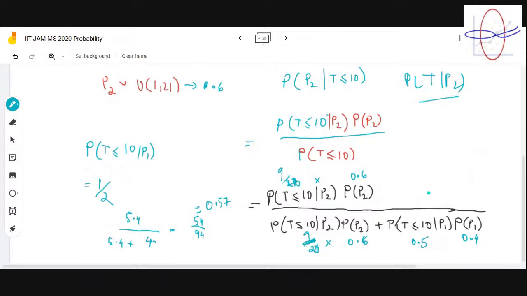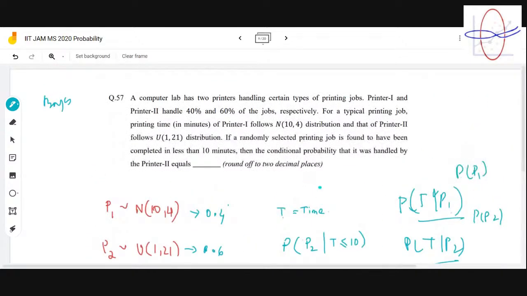So what do we get over here? We get this total probability, and you can find that it's around 0.57. Okay, that's the value. Very beautiful problem, just a Bayes theorem application. I hope you don't have any doubts.